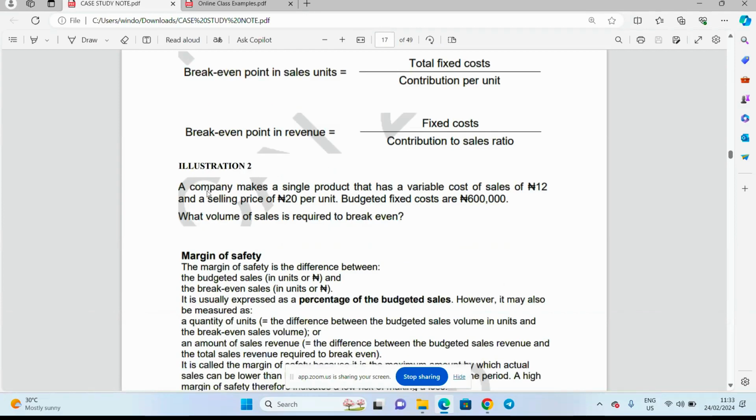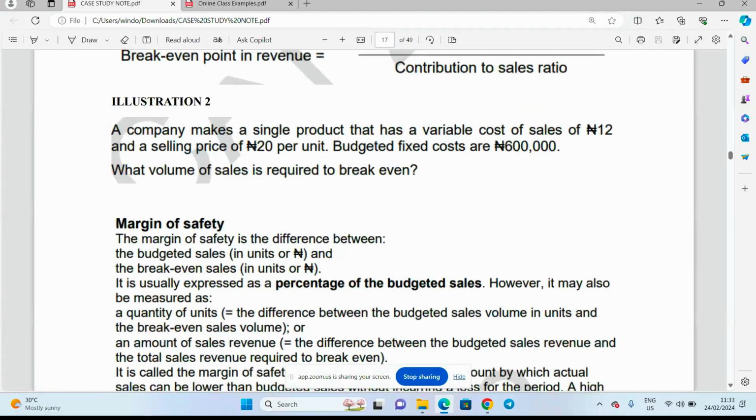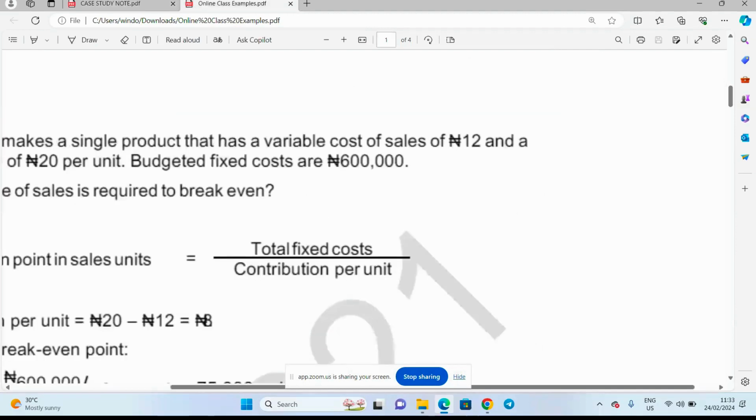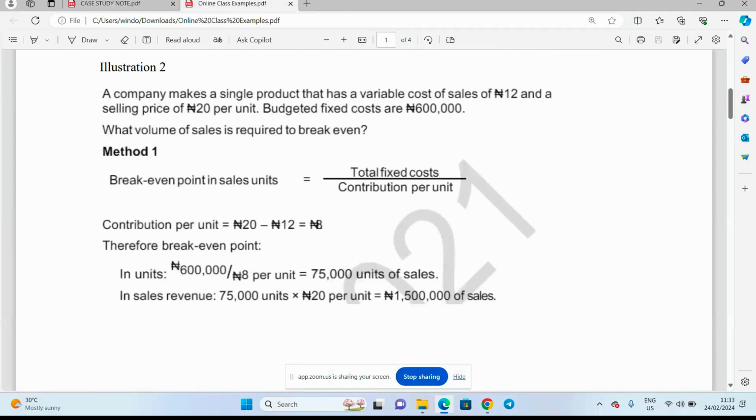Look at this. My brother, read the second illustration for us, illustration 2. Okay, sir. A company makes a single product that has a variable cost of sales of 12 naira and a selling price of 20 naira per unit. Budgeted fixed cost are 600,000. What volume of sales is required to break even? Thank you. Method 1.